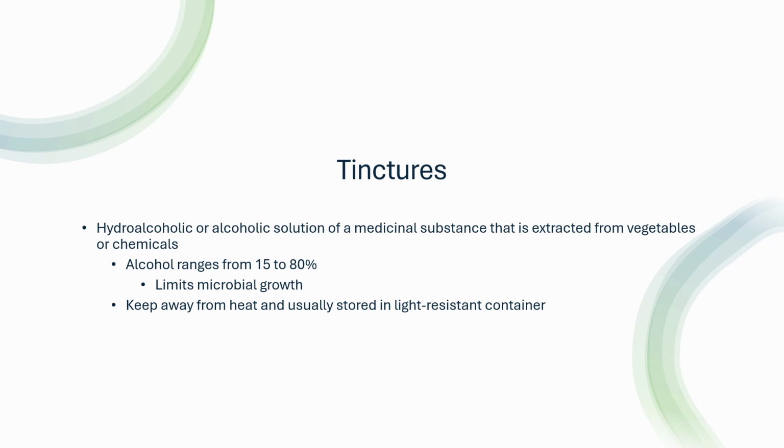Tinctures can be defined as hydroalcoholic or alcoholic solutions of a medicinal substance that is extracted from vegetables or chemicals. Their alcohol content can range from 15 to 80%. This helps limit microbial growth. And again, for these products, it's important to keep them away from heat, and they're usually stored in a light-resistant container.